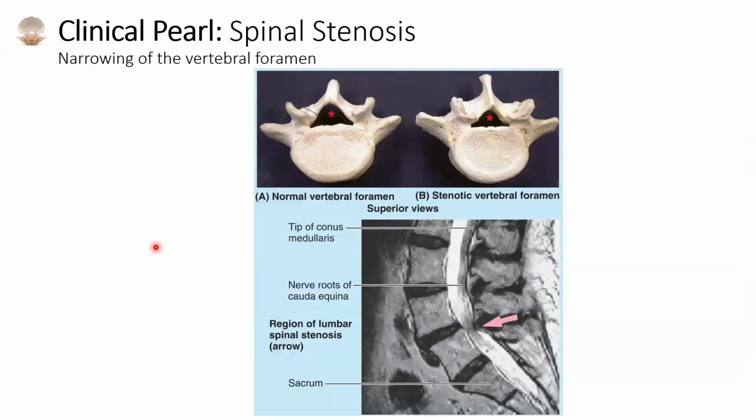One other is spinal stenosis. So this is a normal vertebral foramen, allowing for the spinal cord and associated structures to be protected and pass within. Stenosis means narrowing. If we get stenosis in the spinal canal or vertebral foramen, we now get compression on the spinal cord and its associated structures, and that will cause neurological impairment. So that's spinal stenosis.